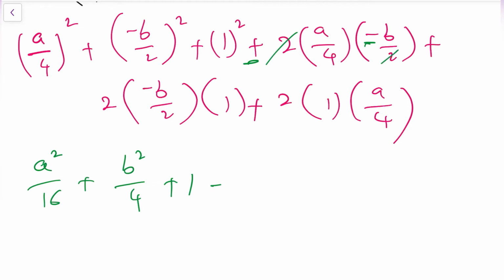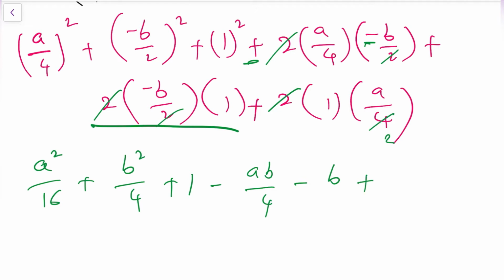Here plus into minus, minus. Here 2, here 2 will get cancelled. Then we remain with ab by 4. Here plus into minus, minus 2, 2 cancel b. 2 1s are 2, 2 2s are plus a divided by 2. This is the final answer.